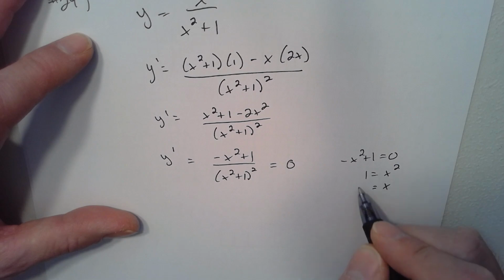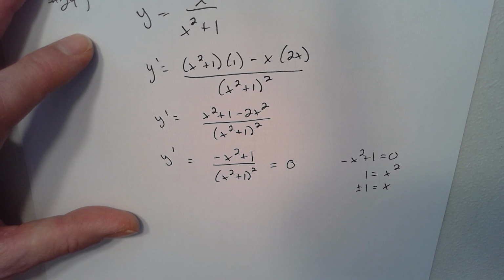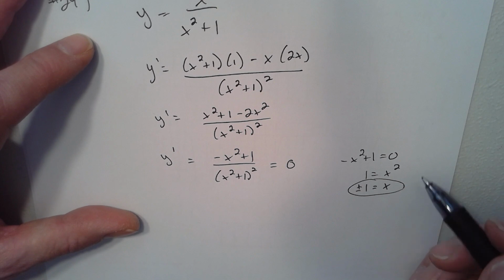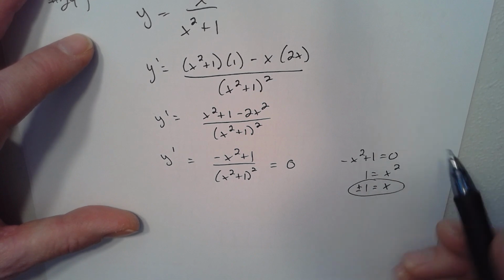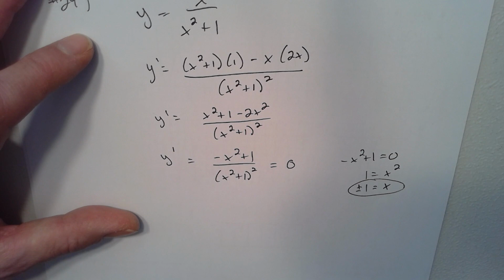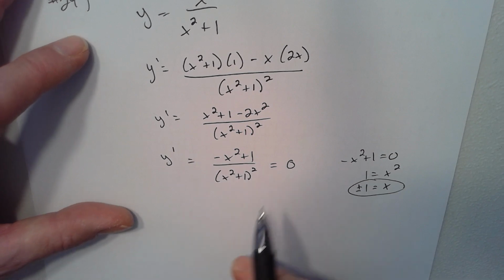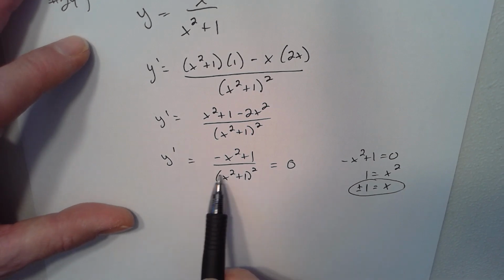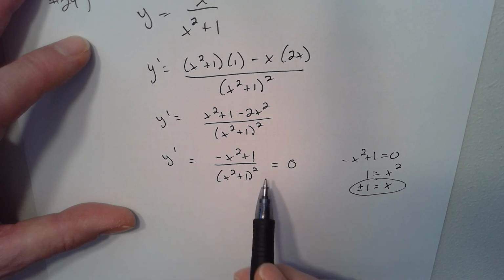So x equals plus or minus 1. So we have horizontal tangents at 1 and negative 1. So those are two critical points. It's probably going to produce a min or a max at 1 and negative 1. The other thing to consider would be where the derivative is undefined, where the bottom is 0.